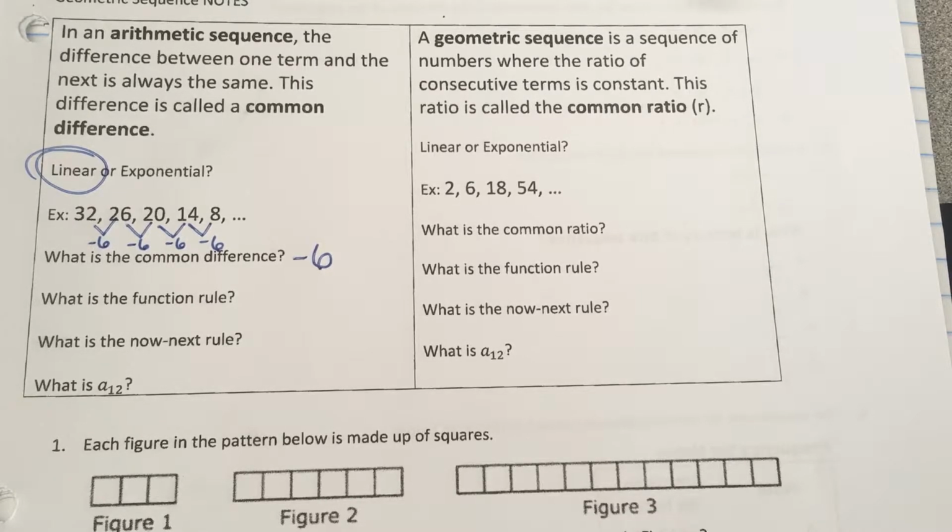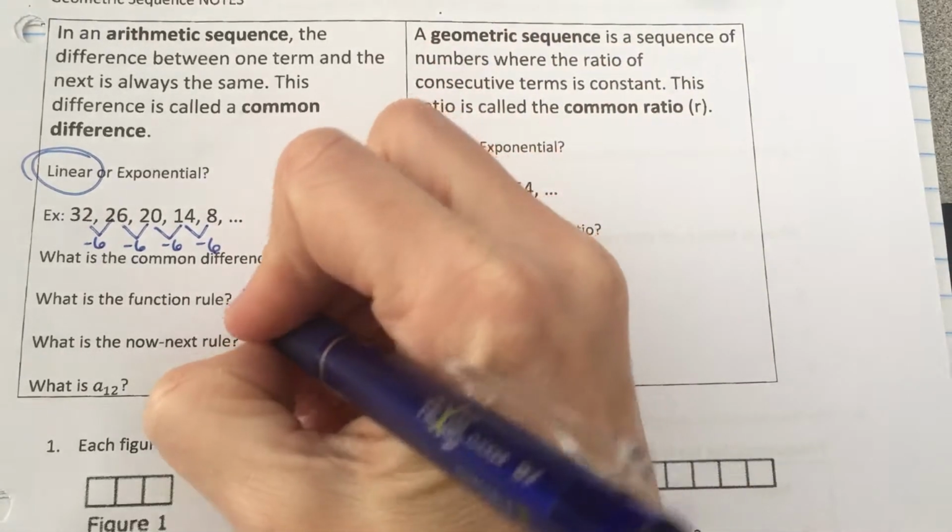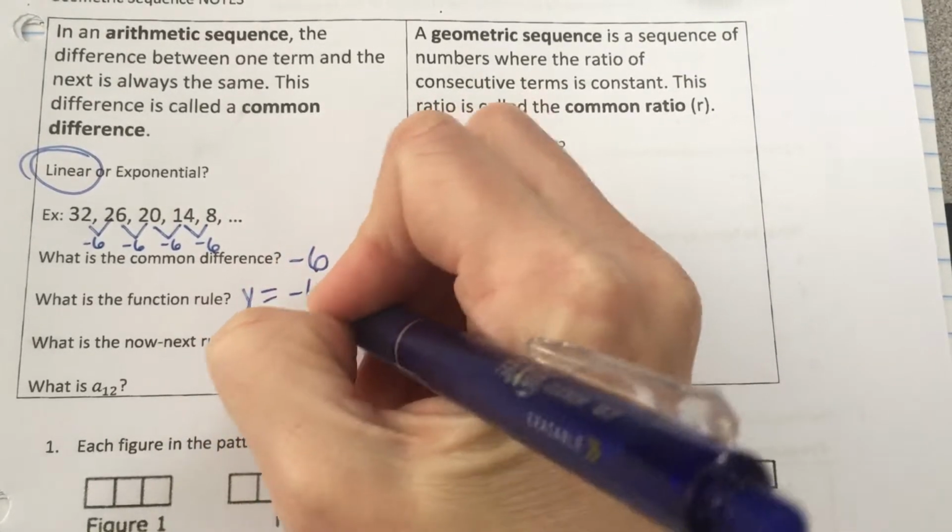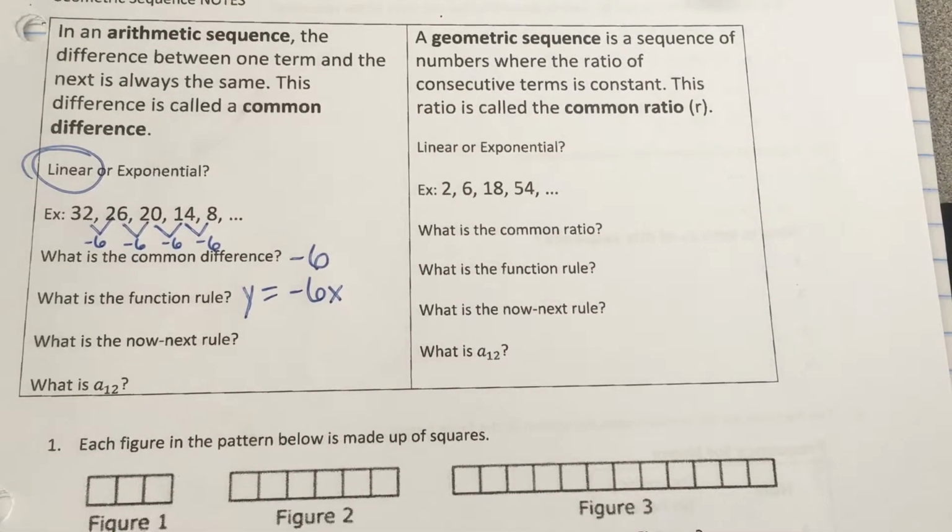What's the next question asked? What is the function rule? So we know this one is linear. We know it's linear, so y equals -6. The x goes beside it. If it's linear, y equals -6x.